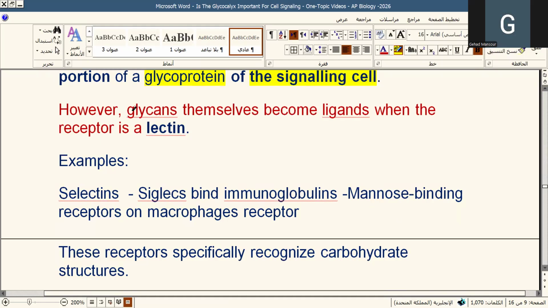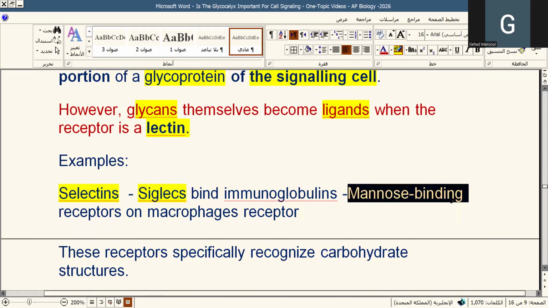But in rare cases, the glycans or carbohydrates themselves might become signaling molecules for certain receptors, but only when the receptor is a lectin. What is a lectin? A lectin is a broad group of receptors that can recognize and bind carbohydrates. For example, we have the selectins, we have the siglecs, and we have the mannose binding receptors on the macrophage. Let's start with the last example.